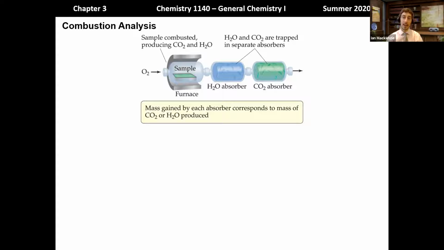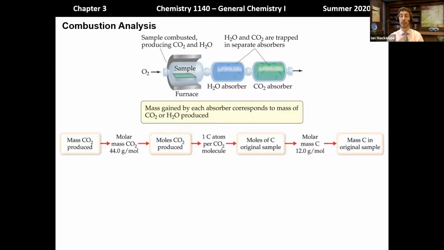Now, what that allows us to do is actually back calculate what the original formula of the material that we burned was. So say I had some material, I knew it was a hydrocarbon of some kind, but I didn't know what the formula was. I could put it into my combustion analysis, burn it, and collect the masses of water and CO2 and then back calculate. Well, how do we back calculate exactly?